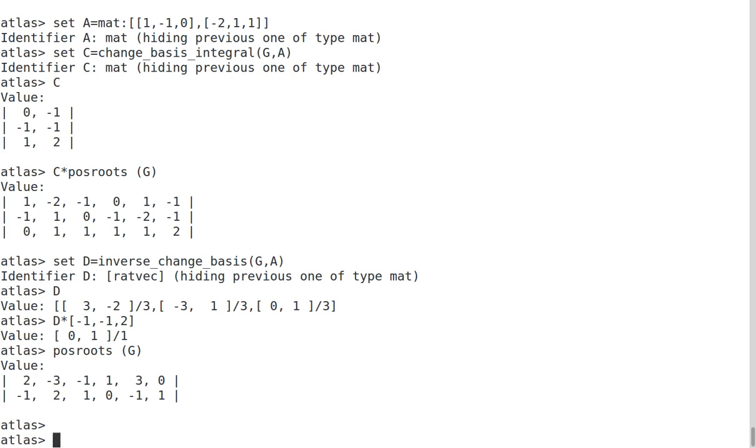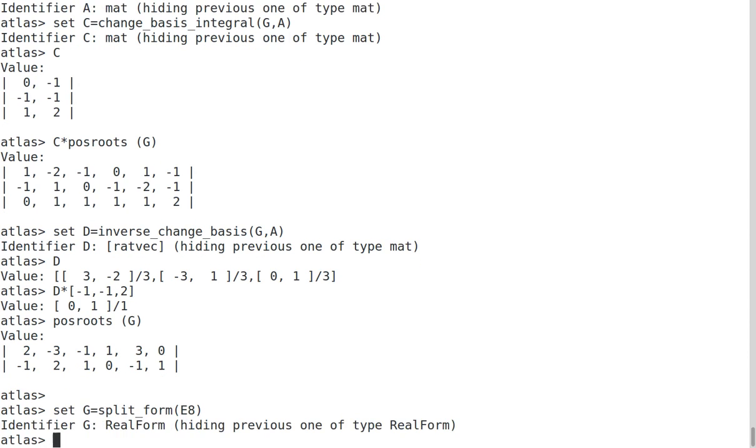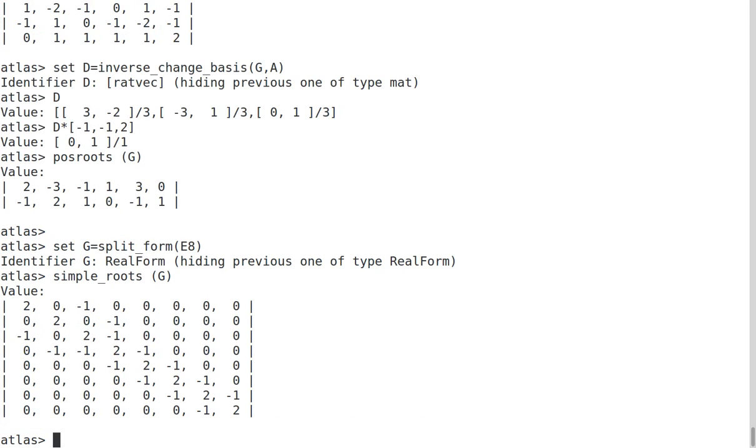Well, I would be remiss if I didn't do one last example of E8. So that is, let's set G to be the split form of E8. And let's look at the simple roots of G. Well, this is the Cartan matrix. This is a rather strange way to write the roots of E8, but it's a perfectly good way to do it. But of course, it's not the usual one.